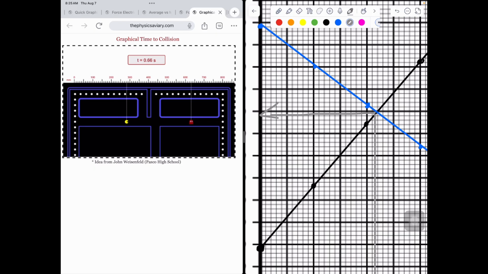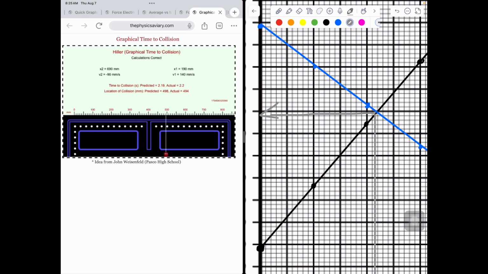It's going to run the animation, and when they collide, you're going to see how well you did the problem. Okay, and my calculations were close enough to be correct. I hope you were correct as well.